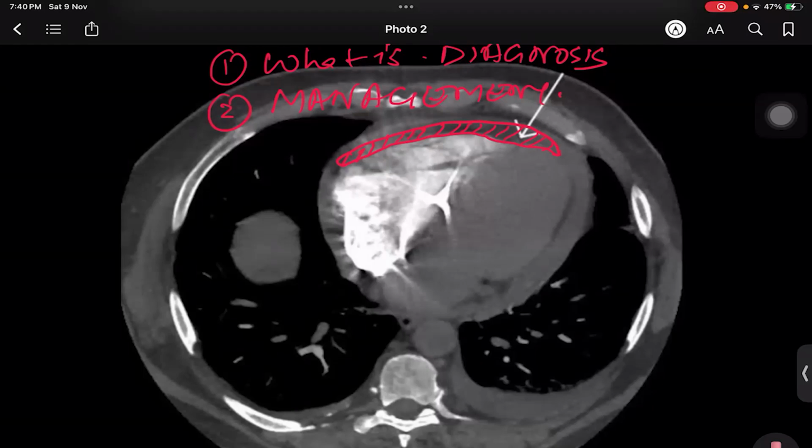So that will be, as you said, pericardiocentesis. And if the patient is still not improving, then of course you discuss the case with the CTVS team to get the surgical correction done.